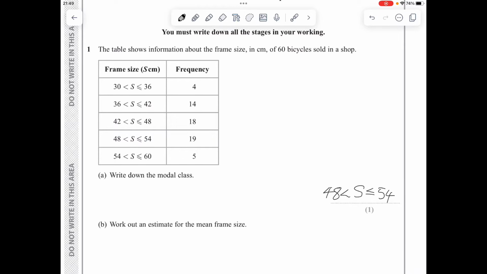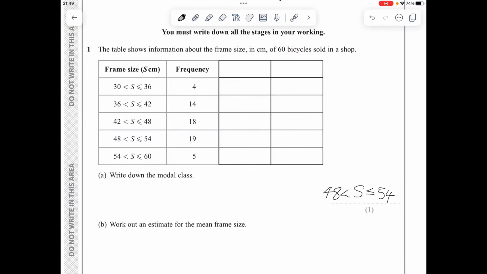Now for part B, I will need to construct 2 more columns. In the first column, I'll write midpoint and I will label this as X. Frequency, I'll use F for shorthand. And in the last column, I'll multiply F by X.